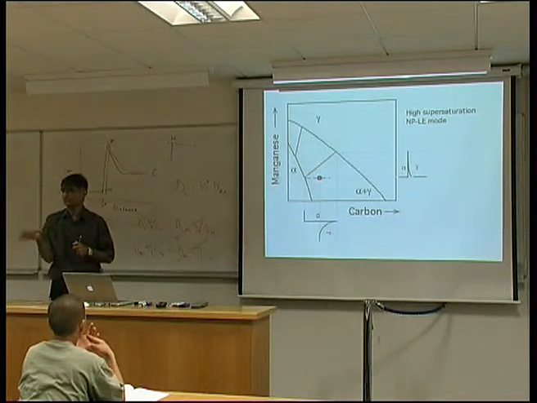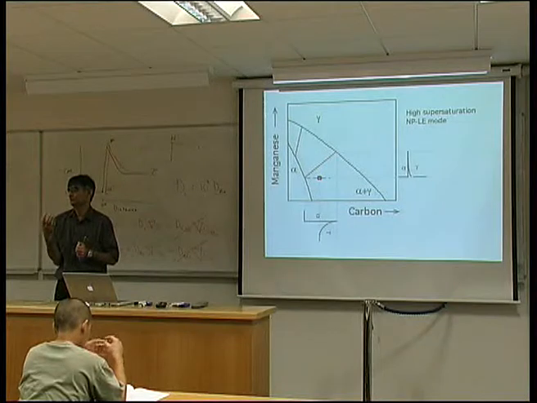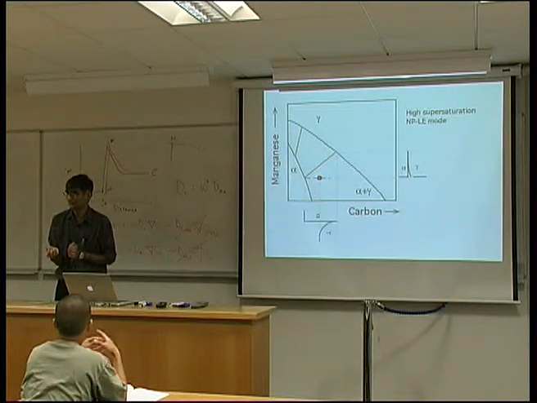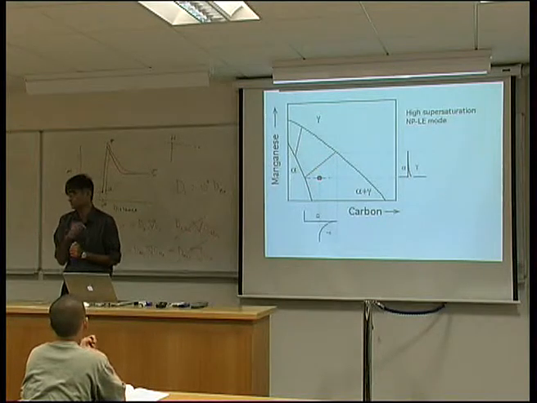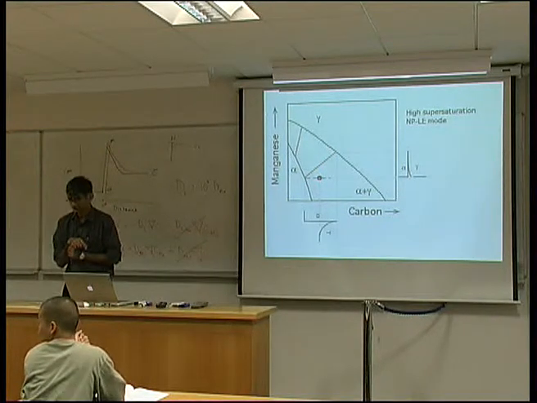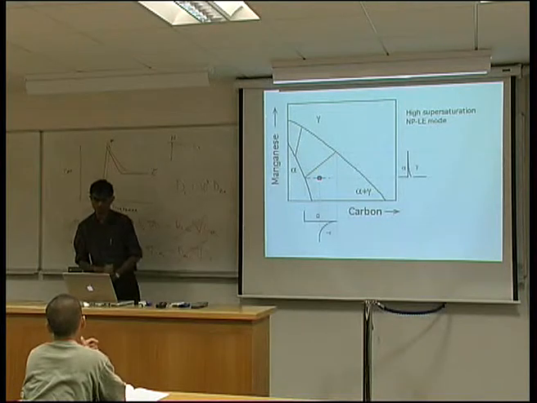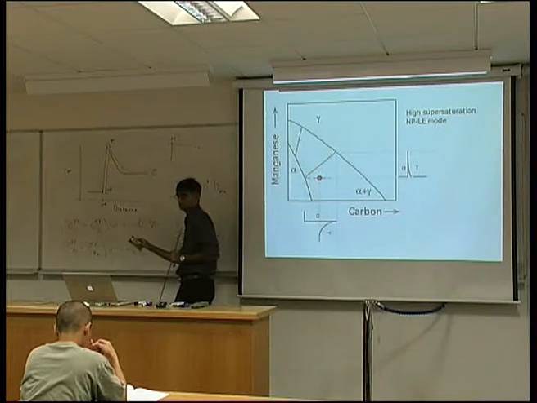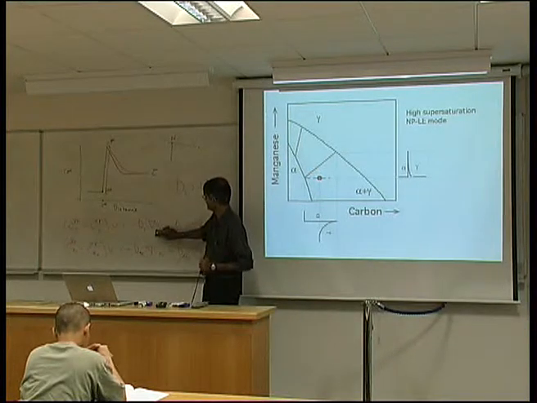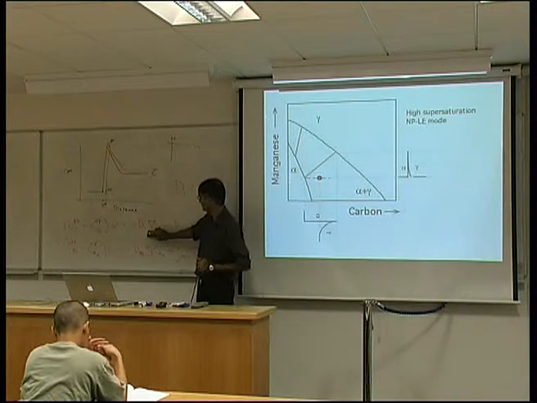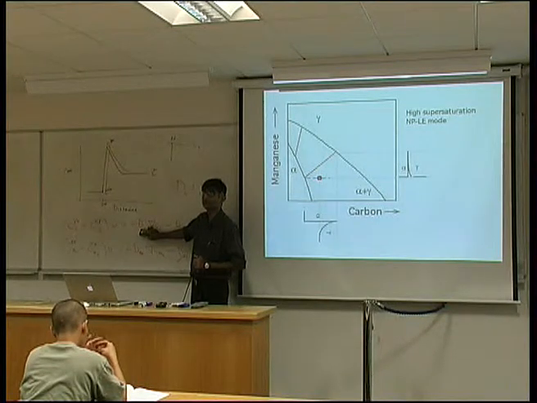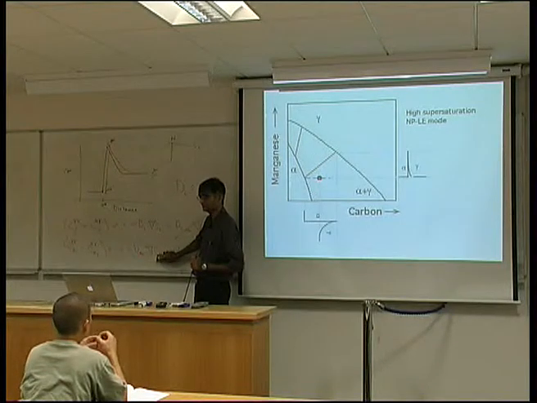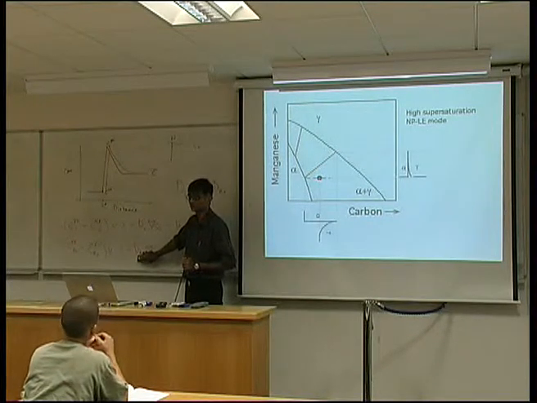Everyone happy with the construction? Okay, so how does the system know whether it should draw a vertical line or a horizontal line? That was essentially your question, right? Let's think about this a little bit more. In one case, we increase the gradient of carbon to compensate for the very fast diffusion. In the second case, we increase the gradient of manganese to compensate for the slow diffusion of manganese.